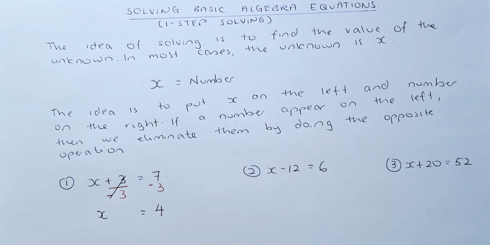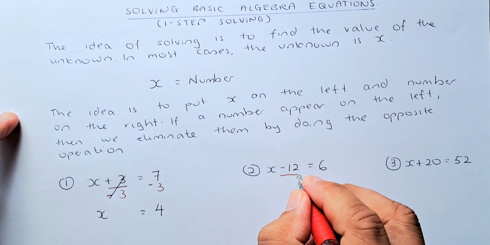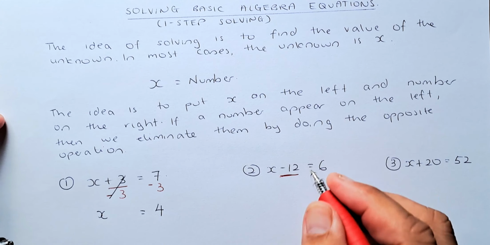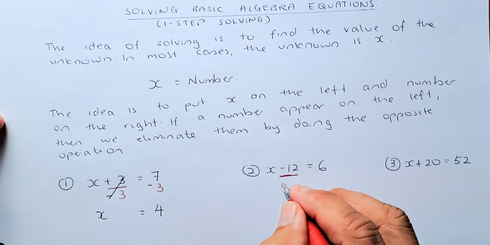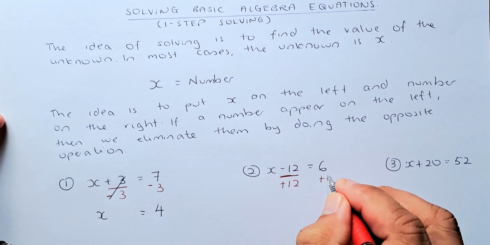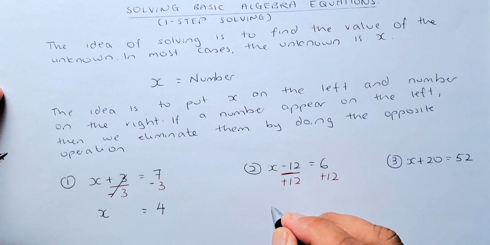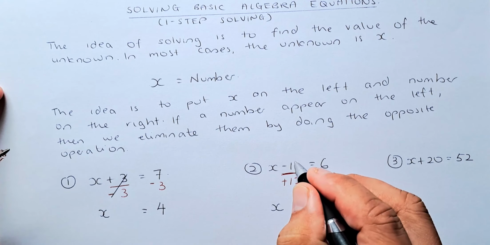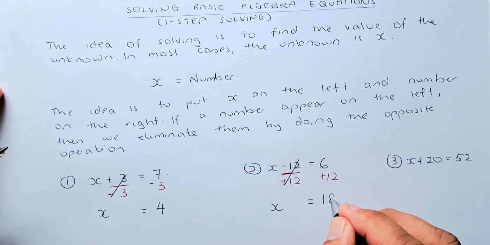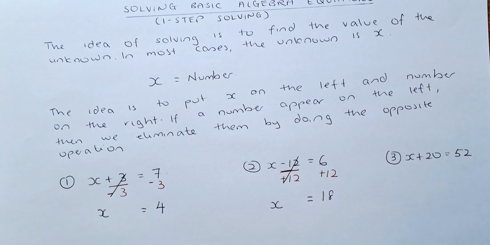Next equation, you have x minus 12 equal to 6. So minus 12 shouldn't be there, and you need to get rid of the negative 12. To get rid of negative 12, you do the opposite, so you plus 12. If you plus 12 on the left-hand side, you must do the same thing on the right-hand side. When you do that, the minus 12 plus 12 will cancel out, become 0, and then 6 plus 12 is 18, and that's what you get. You want x equal to a number, and that is how you solve.